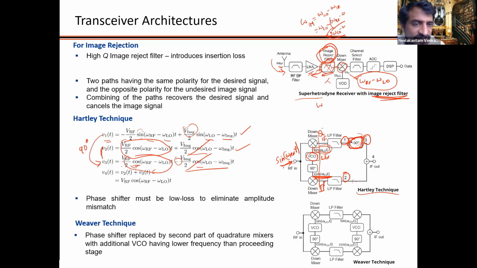Since there is an asymmetry of a 90 degree phase shifter here and not there, there was a variant to it, which is called the Weaver technique, where you're having a kind of symmetry between both the phases, but additionally you're doing it in two parts. Yes, you are doing what is called quadrature mixing as well. That means after you do a down conversion, you are subsequently mixing it with a second local oscillator here before obtaining your IF.